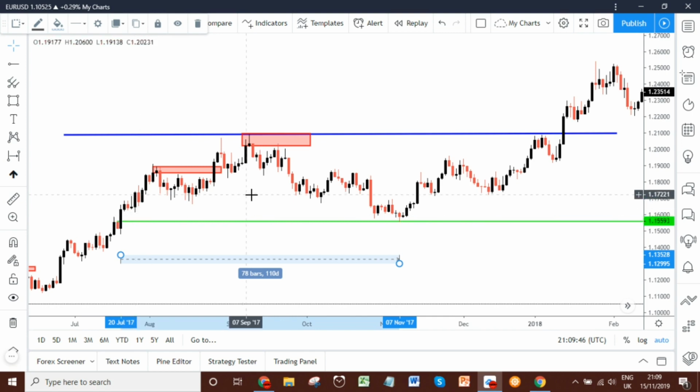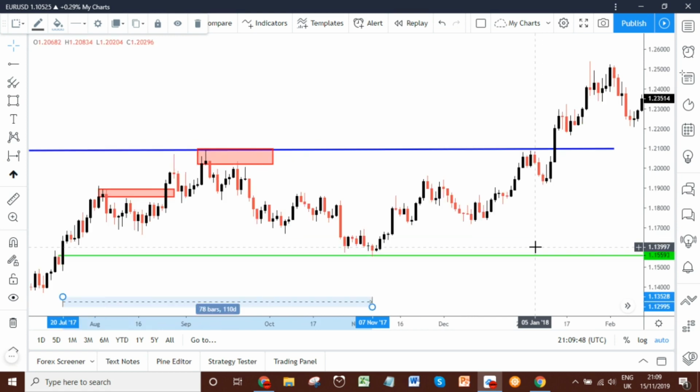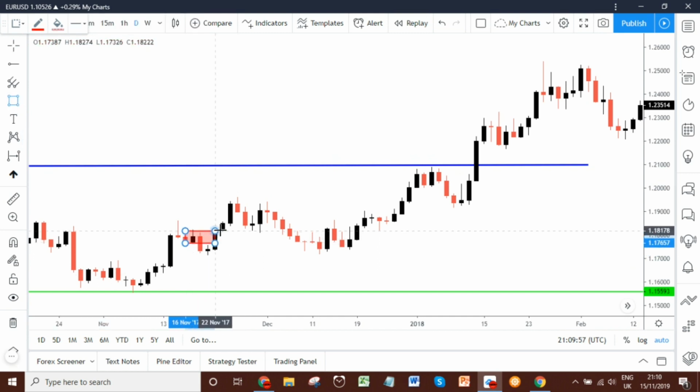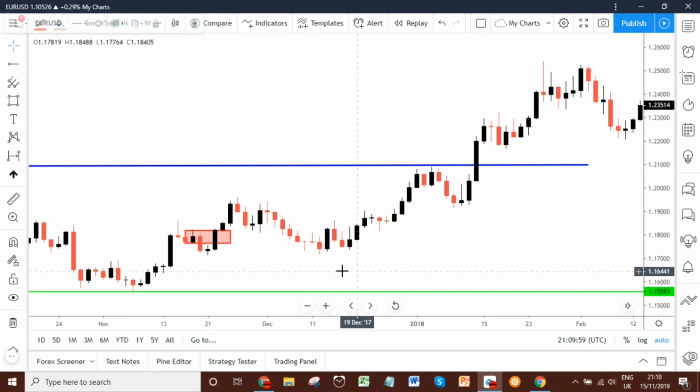Okay, so let's continue moving up here. And again, as the market's moving up, what do we see? We've got just another area here. Market moves straight through it.